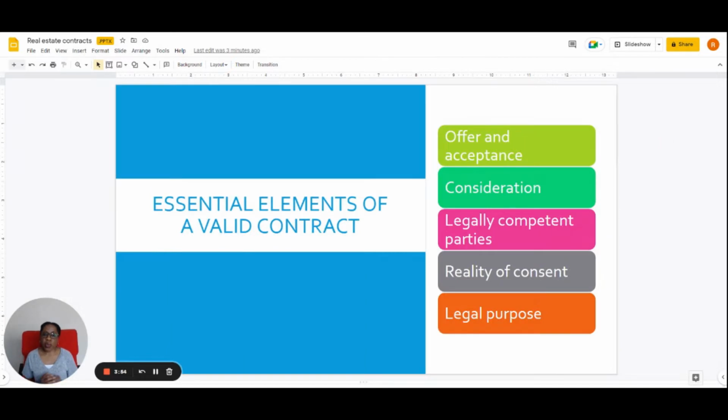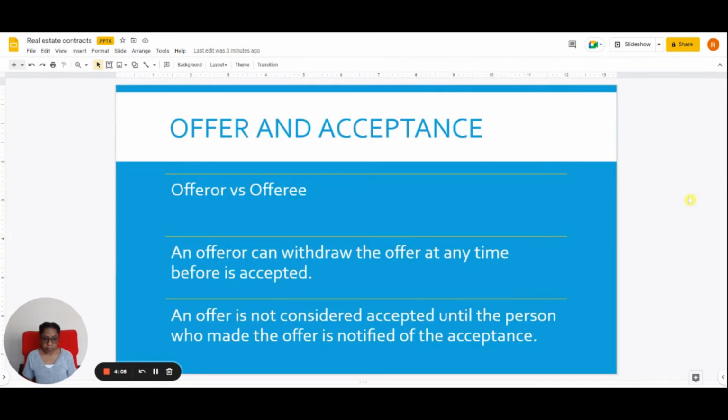Next thing is we need to know the things that make a contract valid. And there are 5 essential elements that do so. And they are listed here on the screen. And we will talk about each one individually. All right. First is offer and acceptance.